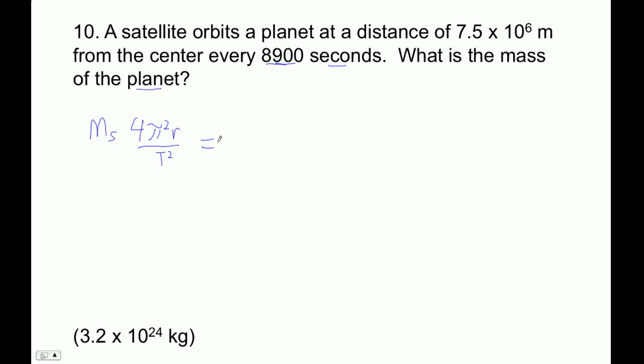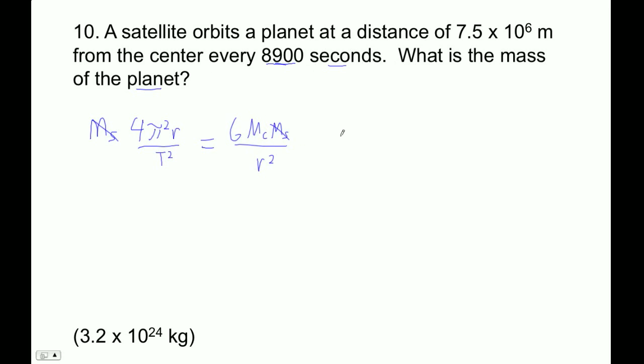Centripetal force equals gravity, which is G times the central body mass times the satellite mass, over r squared, right? And of course we cancel the satellite mass. And what are we solving for? We're solving for the mass, right?